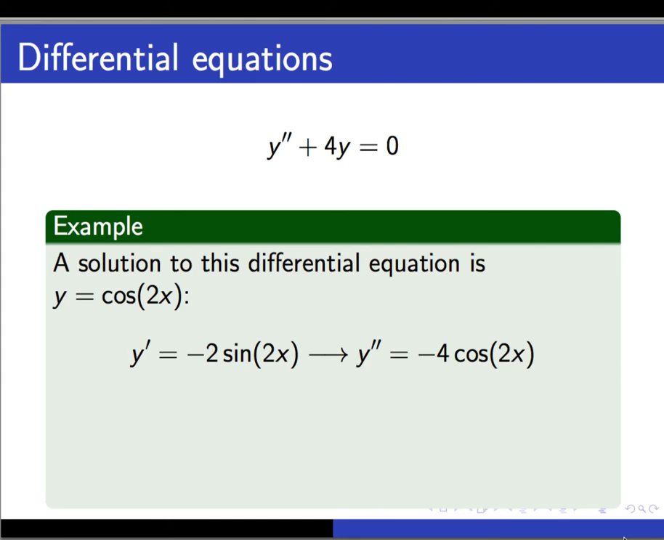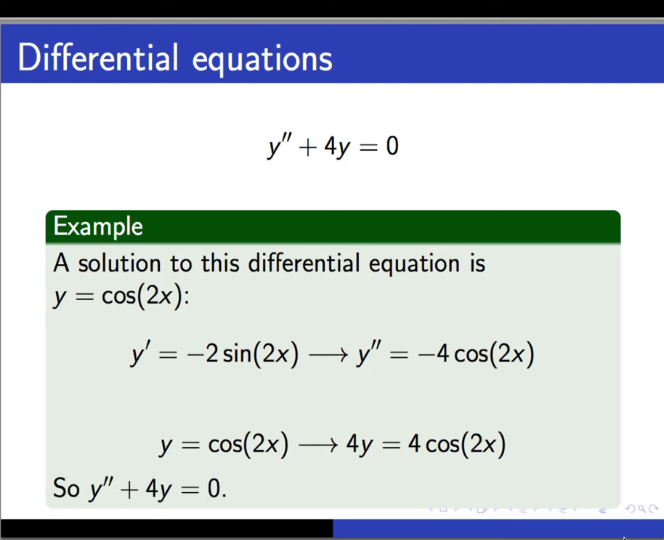Now y is the original function, y equals cosine 2x, so 4y is 4 cosine 2x. And so finally, if you add y double prime and 4y together, you get negative 4 cosine 2x plus 4 cosine 2x, which is in fact 0. And so since that function y equals cosine 2x satisfies the equation in this way, it's a solution to the differential equation.